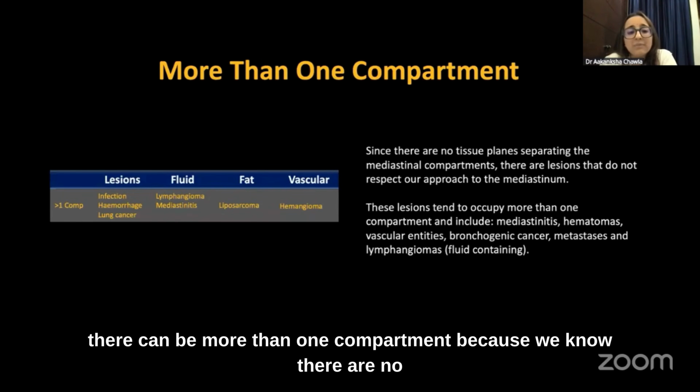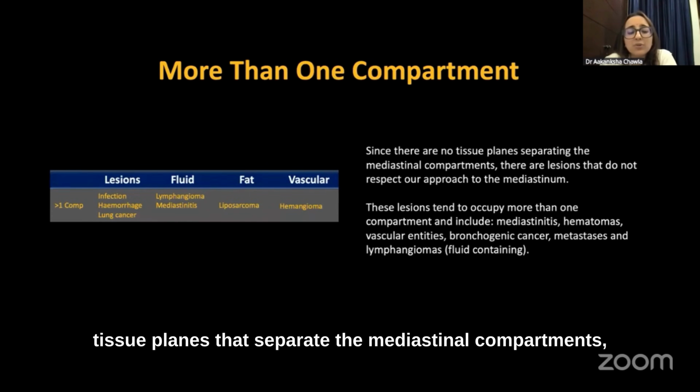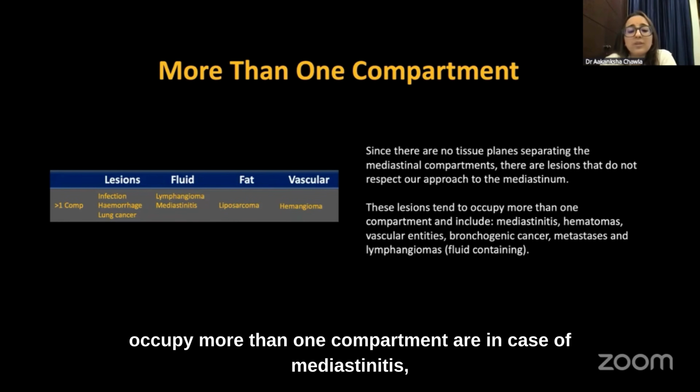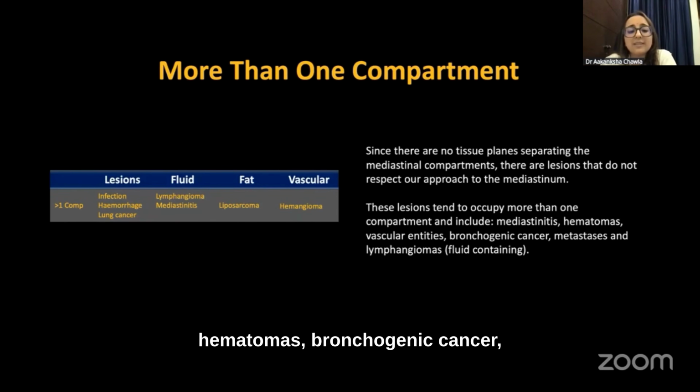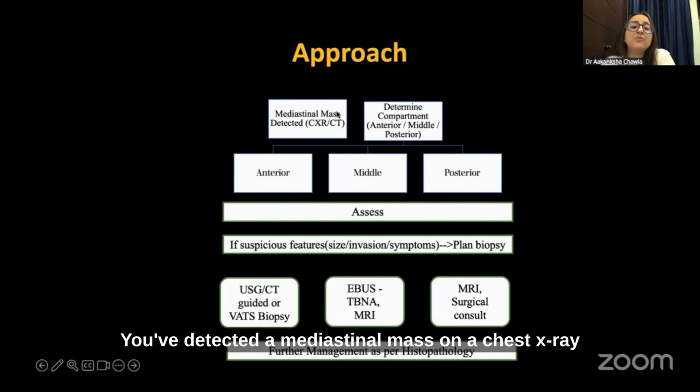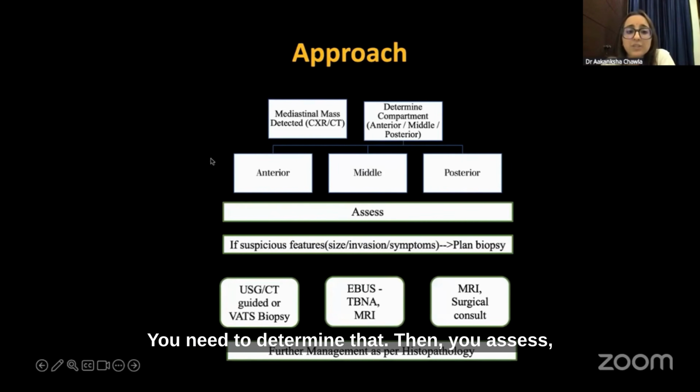Now, there can be more than one compartment because we know there are no tissue planes that separate the mediastinal compartments. And commonly, the lesions which occupy more than one compartment are in case of mediastinitis, hematomas, bronchogenic cancer, metastasis, and lymphangiomas. Now, just to summarize and in brief, how would you approach? You've detected a mediastinal mass on a chest X-ray or CT. You've determined which compartment it is in, whether it's anterior, middle, or posterior. You need to determine that.